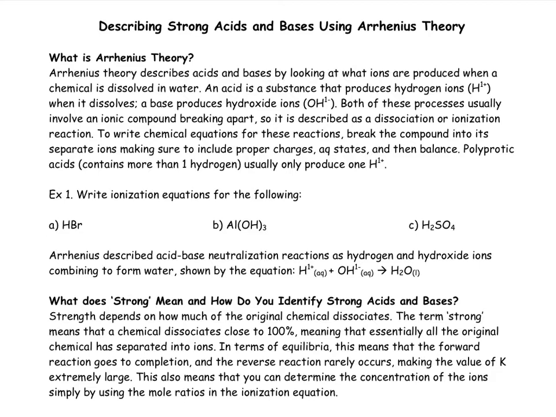To write chemical equations for these reactions, you break the compound into its separate ions, making sure to include proper charges and AQ states, and then balance the equation. If you're writing an ionization equation for a polyprotic acid, one that contains more than one hydrogen, usually only one hydrogen falls off.